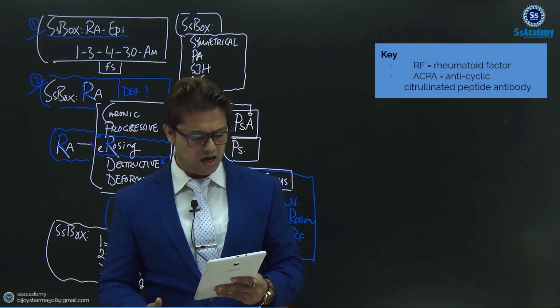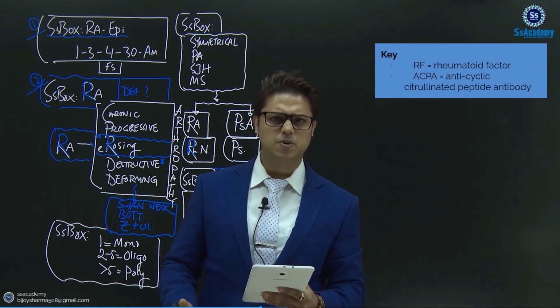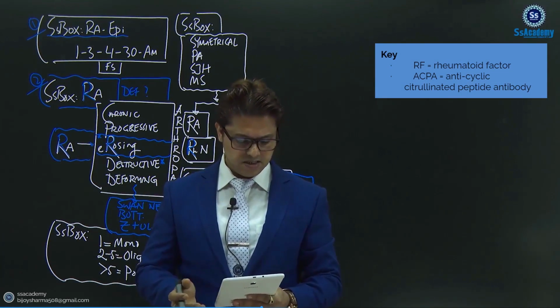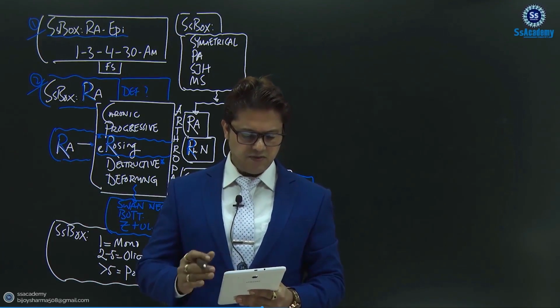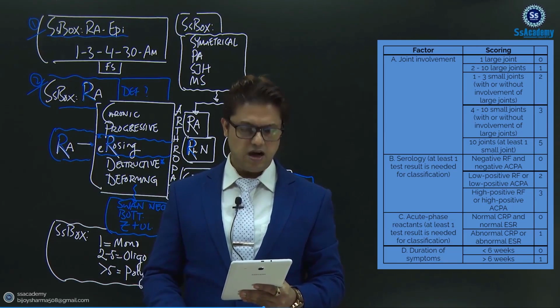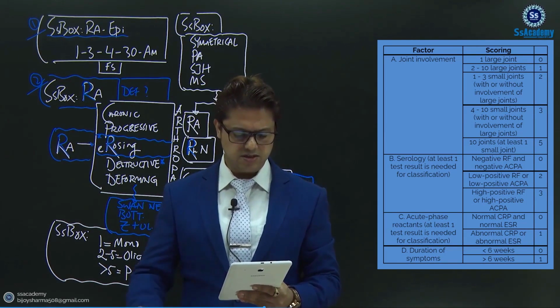So the keys are RF for the rheumatoid factor, and ACPA, the anti-cyclic citrullinated peptide antibody. A for joint involvement, circle the A, circle the joint involvement. I said A for arthritis, my dear, so that you can remember.